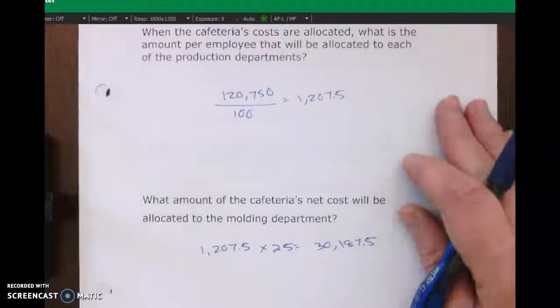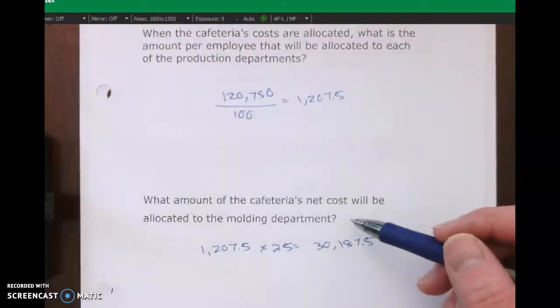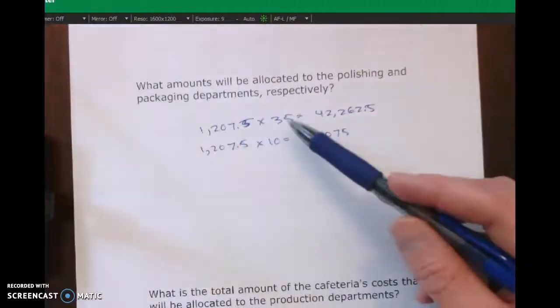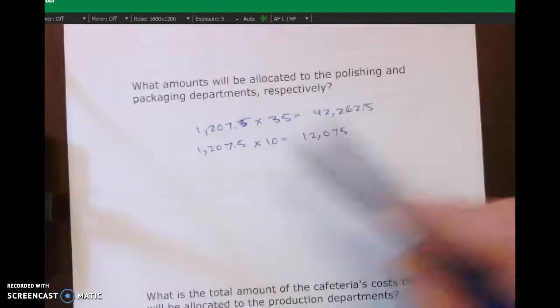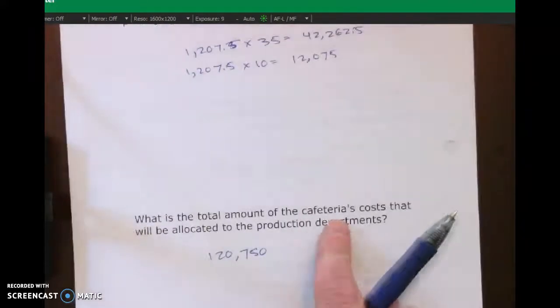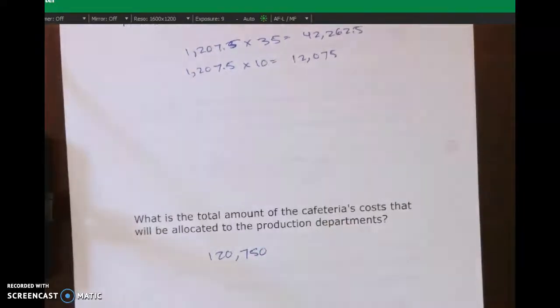So when we look down at the next problem, what's the amount of net cost that will be allocated to molding? We take our rate times the number of employees in our molding department. The next one, same thing. The rate times the number of employees gives us our cost. And then finally, what's the total amount of the cost? The $127.50. Thank you.